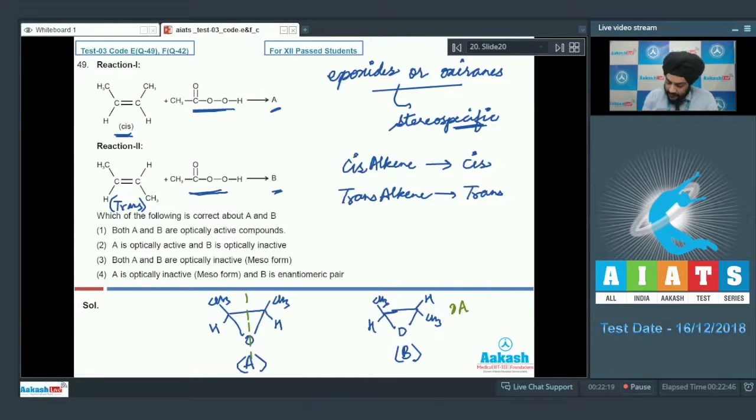So B is optically active. And students, we know that optically active structures are generally formed as racemic mixtures. So compound B will be racemized, whereas compound A will be a meso form. So if you look at the options, we can see that the correct option is statement 4, where it says that A is optically inactive, as A is the meso form, and B is an enantiomeric pair, as it consists of a racemic mixture of both the enantiomers. So we have to mark option 4 as the correct answer to question number 49.